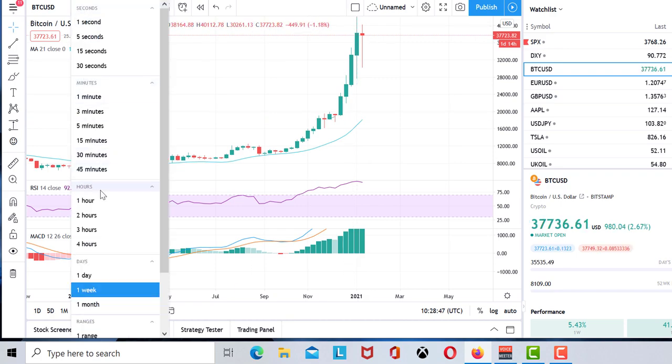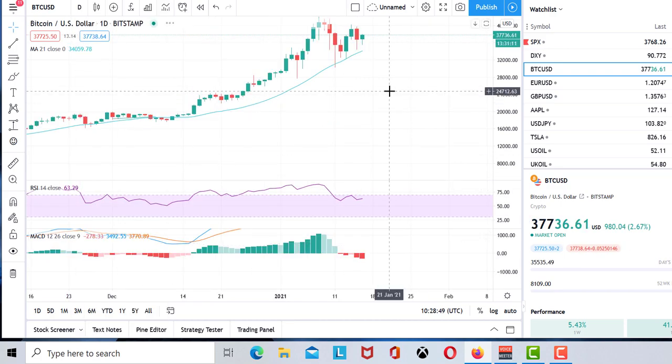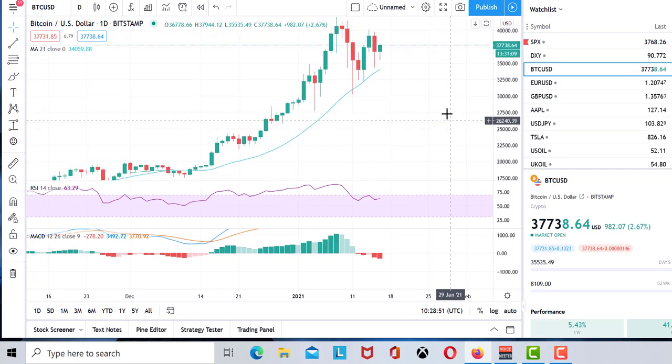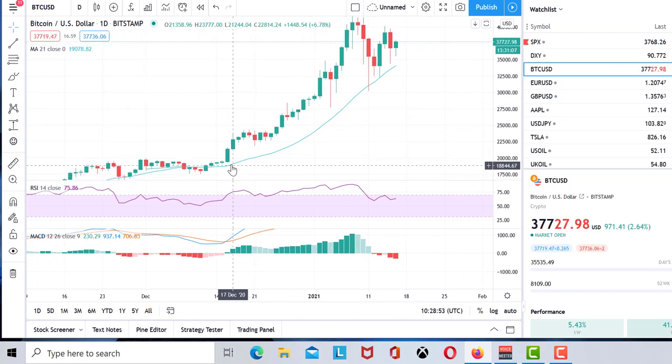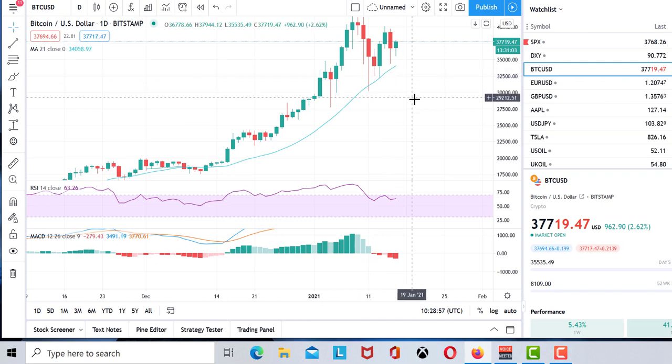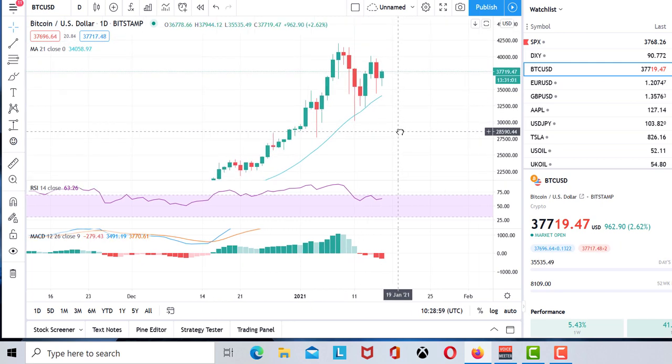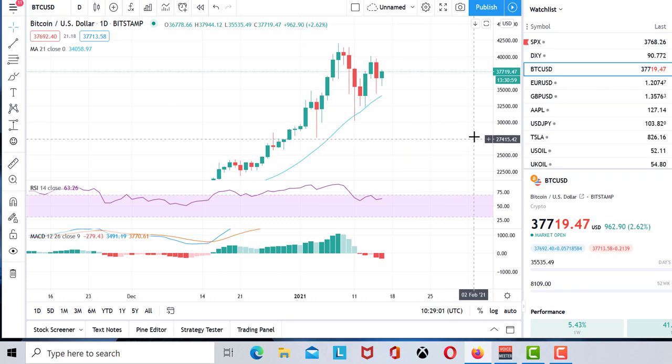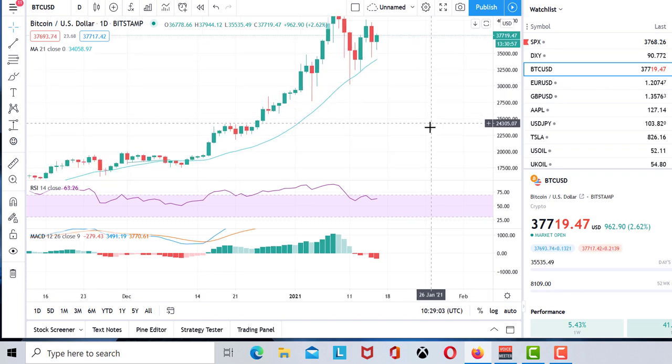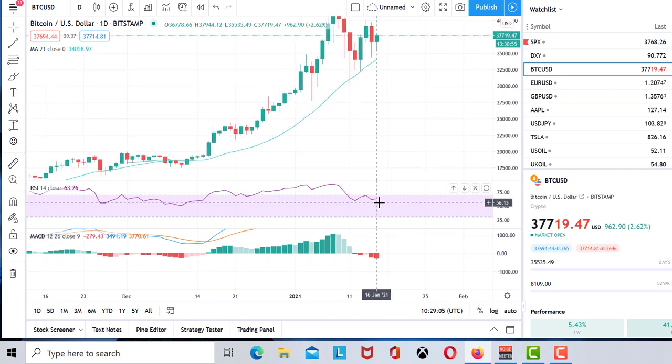Second thing, I would like to go to the 1-day chart here. In the 1-day chart, you see that we are supported by the 21 daily moving average. But when you want to look at the Bitcoin daily chart, you should look at two important indicators, which are RSI and MACD. RSI is the relative strength index, and it tells you when is the moment to buy or sell Bitcoin.